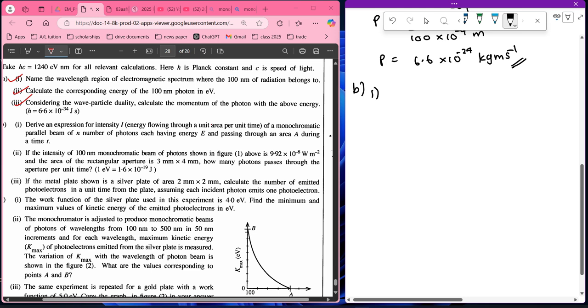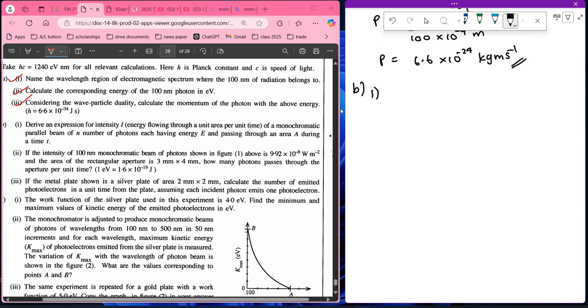Derive an expression for intensity I, the energy flowing through unit area per unit time of a monochromatic parallel beam of n number of photons, each having energy E and passing through an area A during a time t. So what do you mean by this whole thing? They are asking for an expression related to intensity.